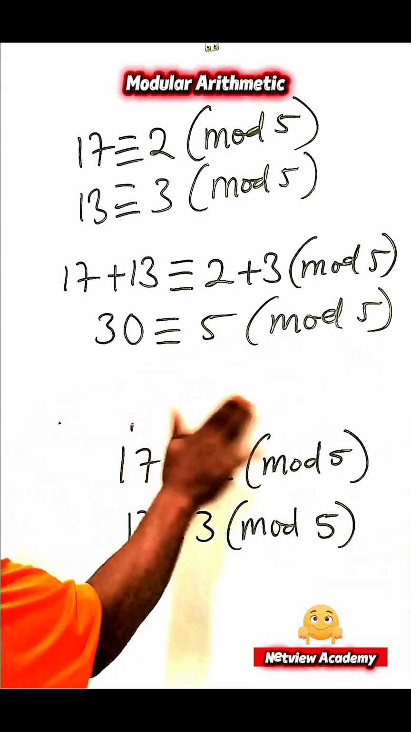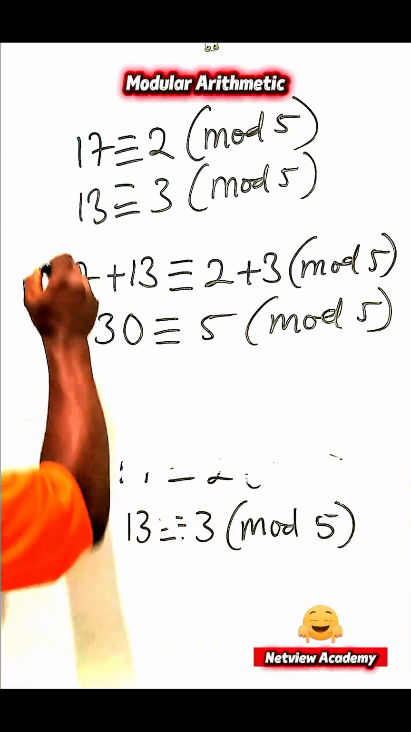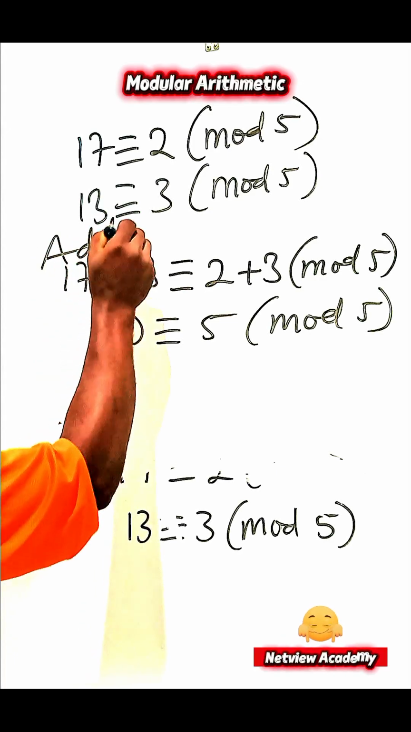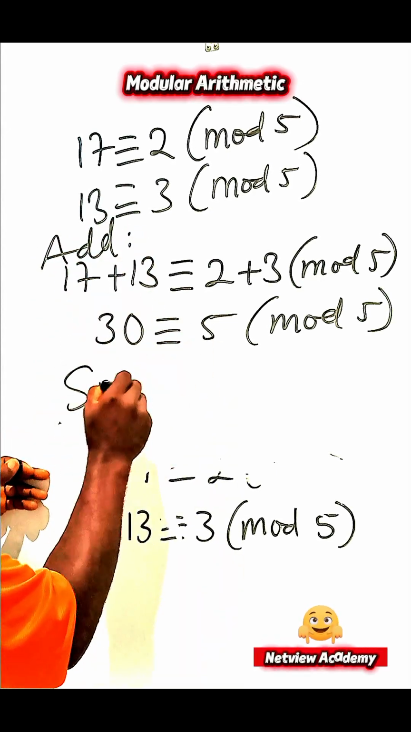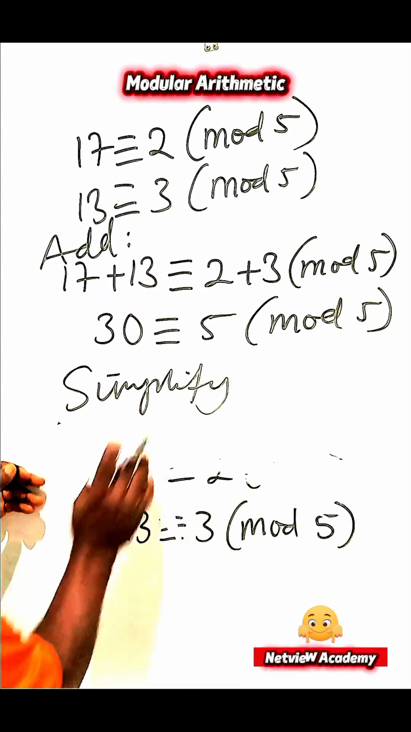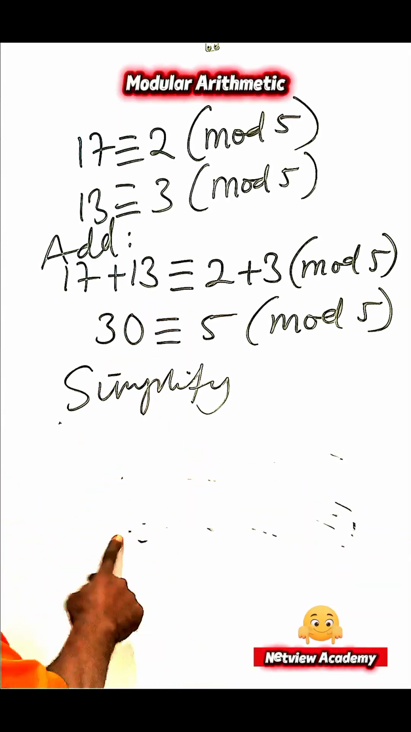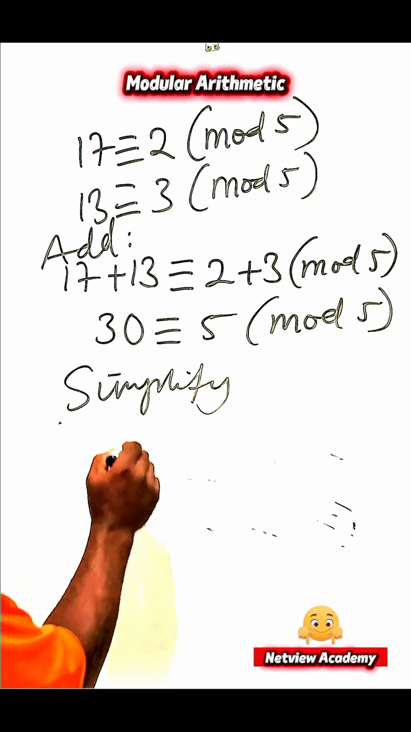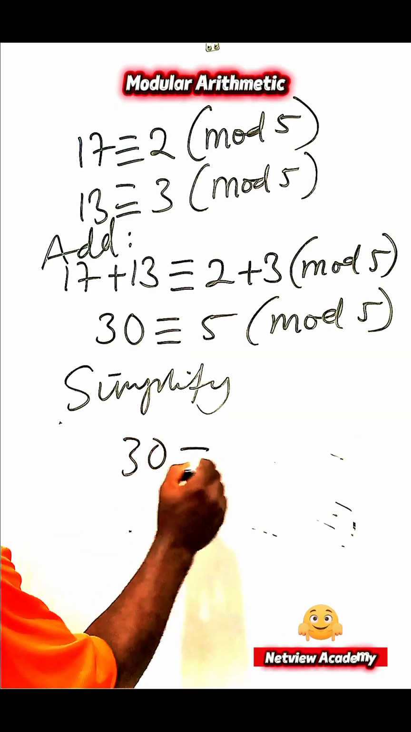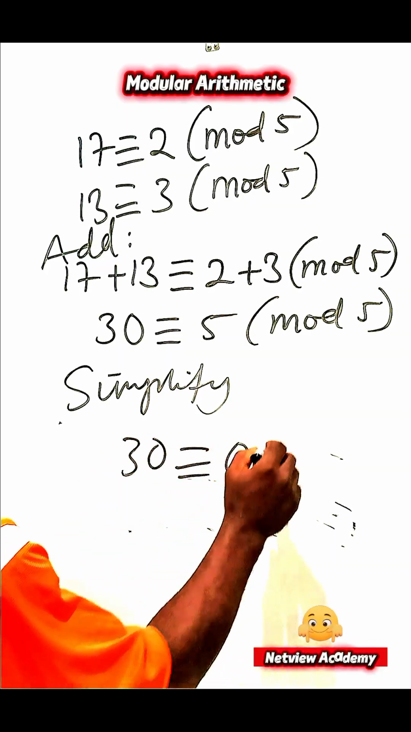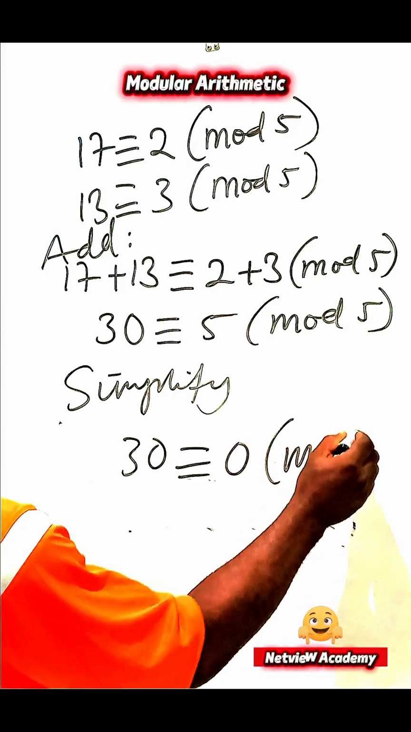Now, we can still simplify this further. So if we add this value, and then simplify, this becomes 30 congruent to 0 mod 5.